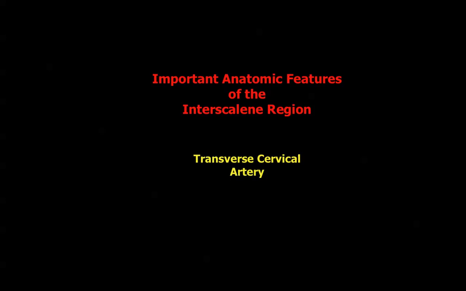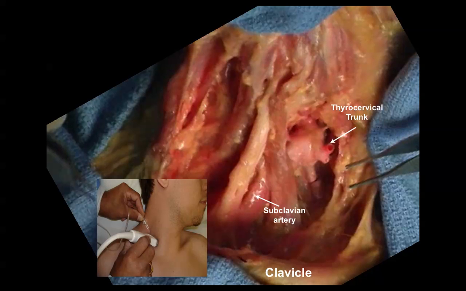The transverse cervical artery and the ascending cervical artery are two vessels that may be encountered in the interscalene space. If we look at a neck dissection again, this time we're looking at the right side of the neck, and you can see at the bottom of the screen we have the clavicle. To orient the viewer, we have a picture on the right side showing that we are imaging the right side of the neck. This is the middle scalene muscle.